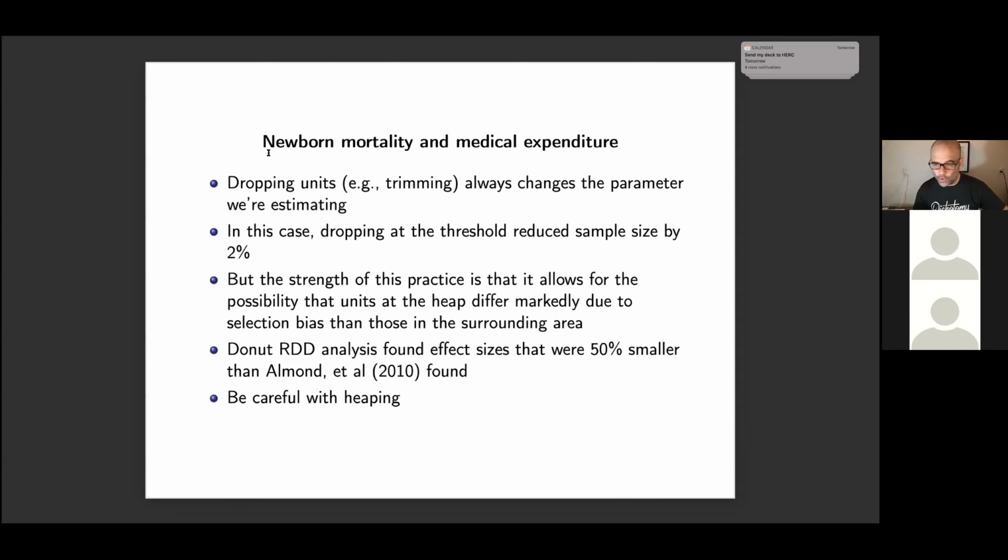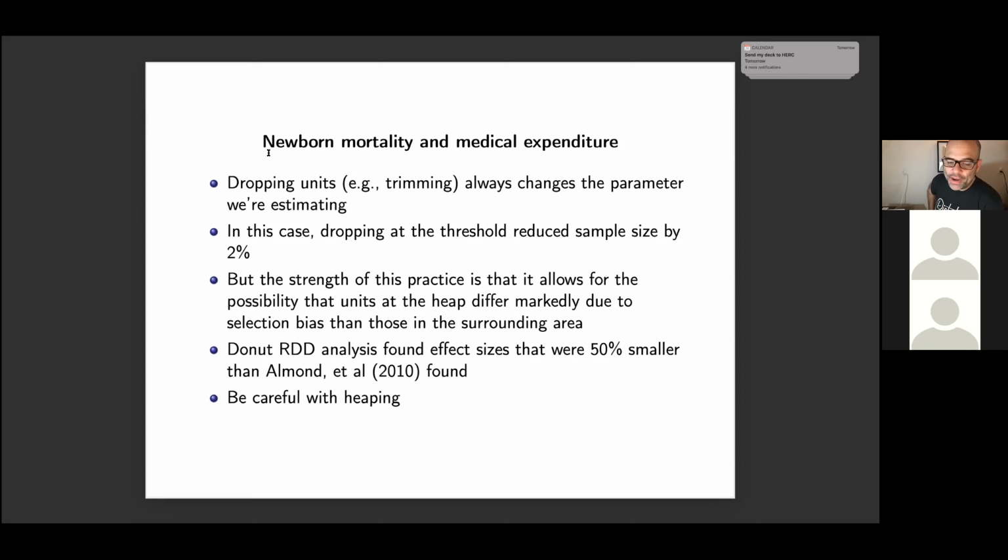Dropping units always changes the parameter that we're estimating. So we're no longer estimating the average treatment effect at the cutoff. We're estimating an average treatment effect that's a little bit further away from the cutoff. But in this case, dropping at the threshold reduced the sample size by 2%. It allows for the possibility that the units at the heap differ markedly due to selection bias.